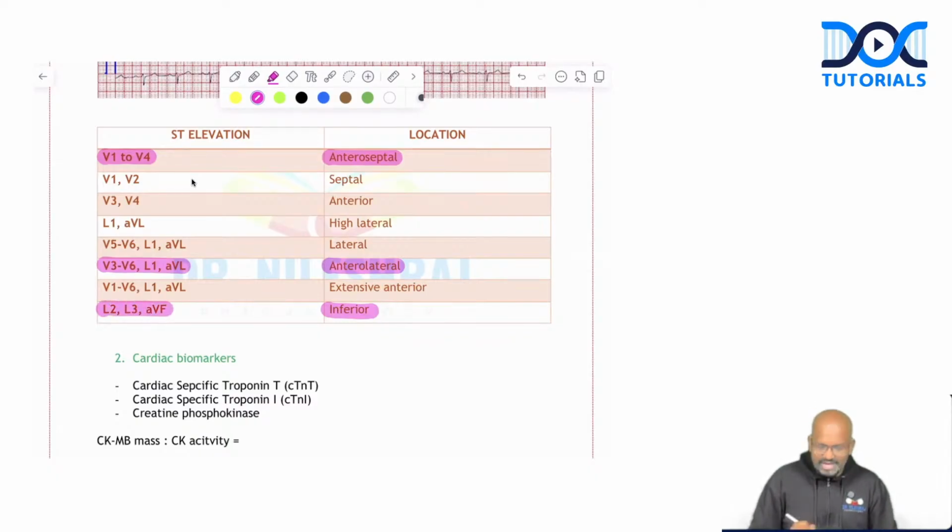Inferior wall: we have lead 2, lead 3, and AVF, if there is an ST segment elevation there. We have one more concept, that ST depression might also be expected, right? Again, that goes deep into the concepts of how STEMI can be diagnosed, and I don't want to explain that in detail. So we have 3 different concepts here: V1 to V4, then V3 to V6 with lead 1 and AVL, and lead 2, lead 3, and AVF. These are the 3 major concepts: anteroseptal, anterolateral, and inferior wall MI. At least if you could remember that, it will be much easier for you.